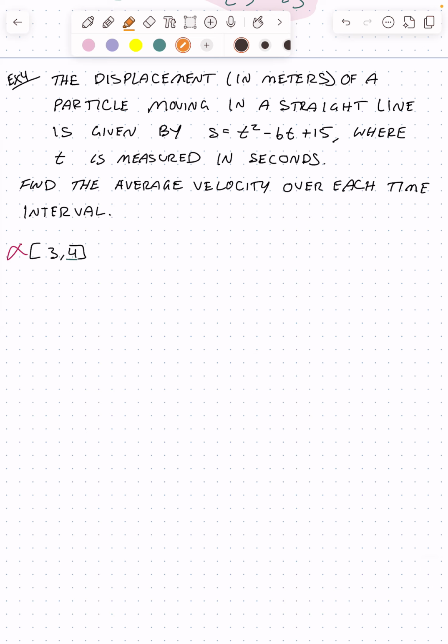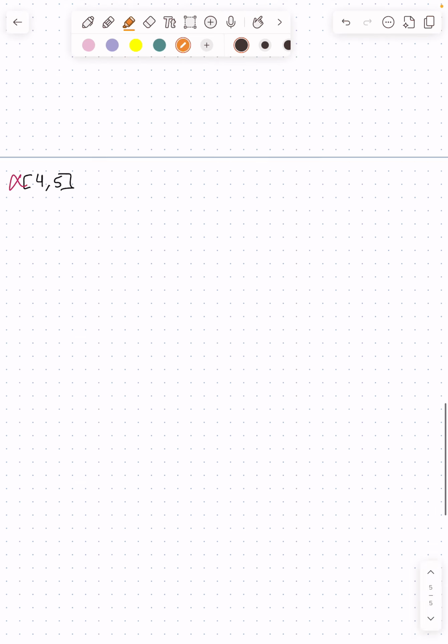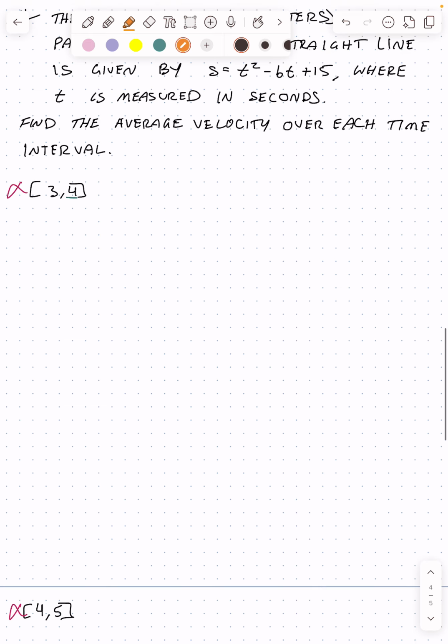So let's see. The displacement in meters of a particle moving in a straight line is given by s equals t squared minus 6t plus 15, where t is measured in seconds. Find the average velocity over each time interval. So I recommend you don't try this out on your own right now. Do not pause this video, because you're going to require the average velocity formula. All right, so let's do this one together and then try this one out on your own.